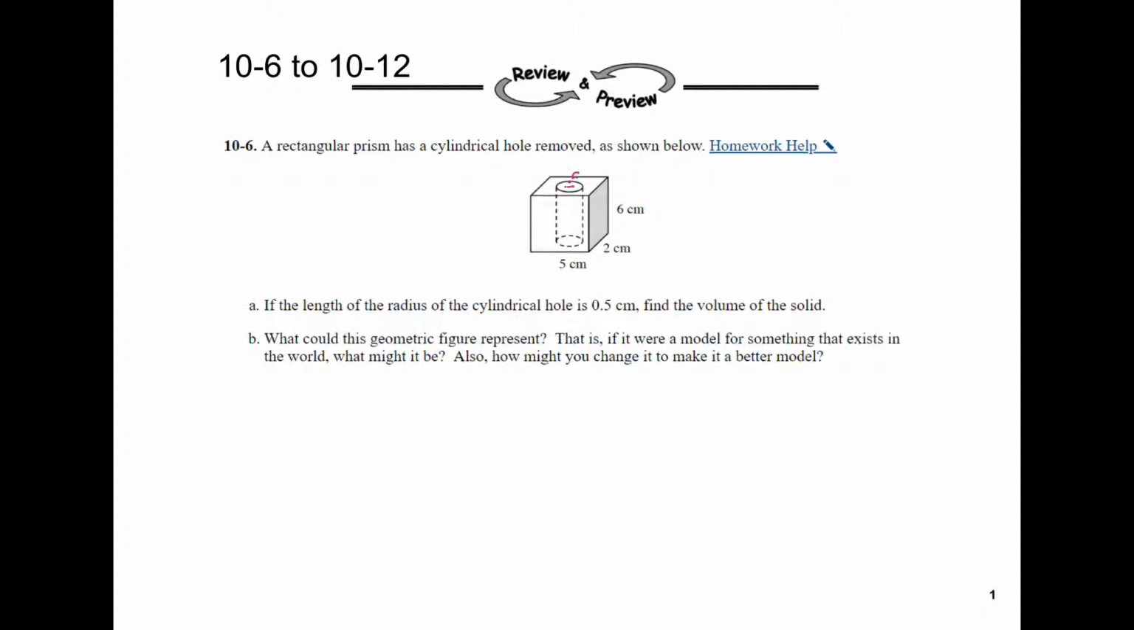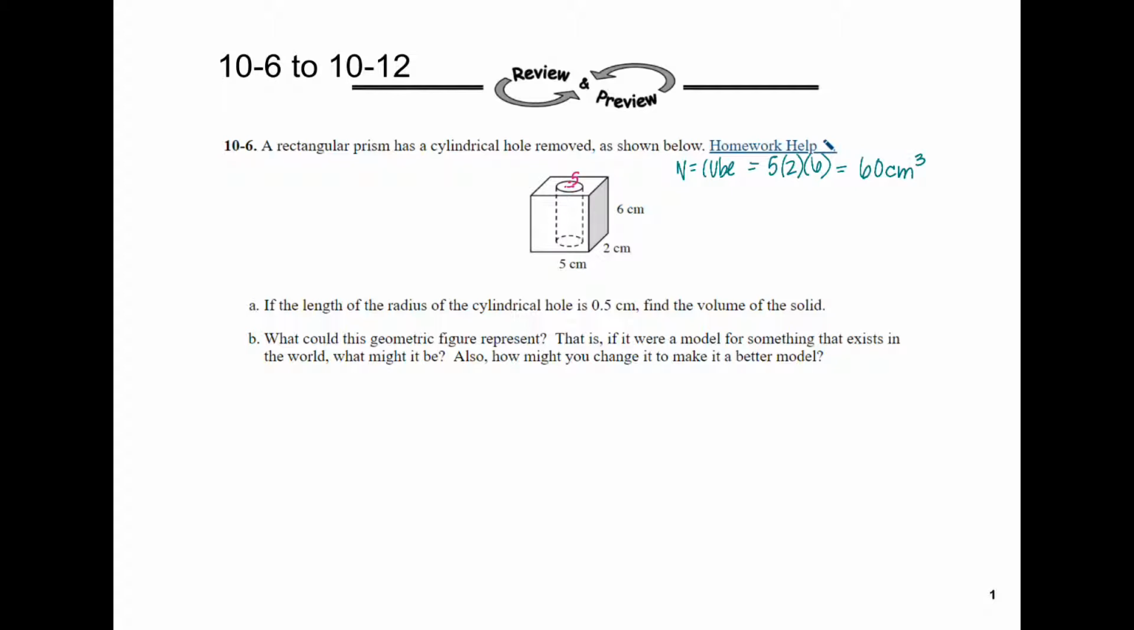So what we're going to need to do is find the volume of the cube. So the volume of the cube is equal to the area of the base, 5 times 2, times the height, which is 6. So the volume of the cube is 60 centimeters cubed.